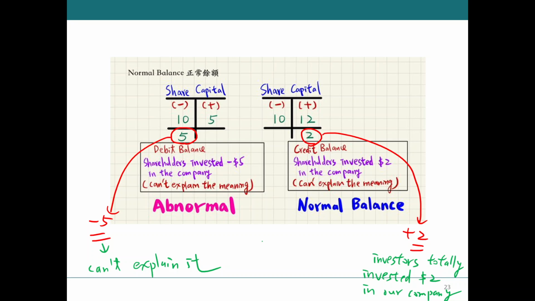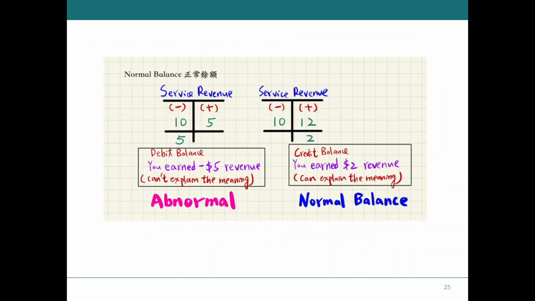Okay, so a normal balance should usually appear on the increase side. Negative, I don't know how to explain it, because usually it is 0 or I have something, 0 or an increase. So negative, what does it mean? I don't know. Any questions? No problem. Okay, how about revenue?